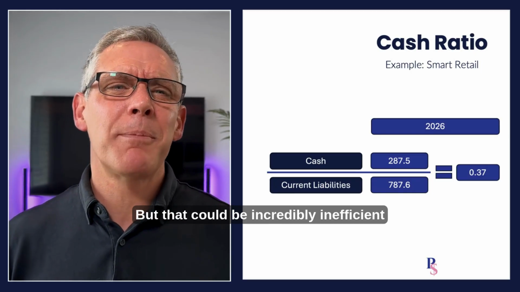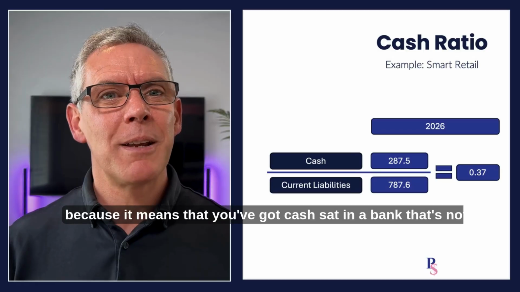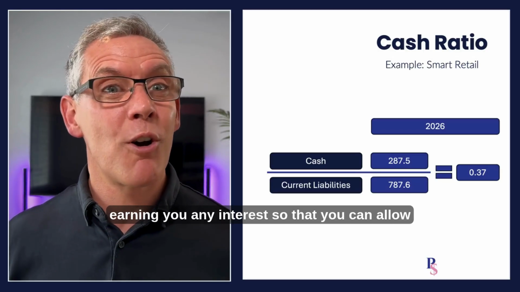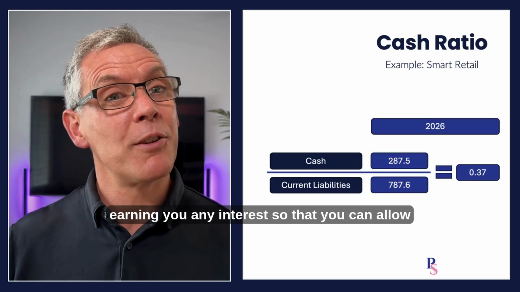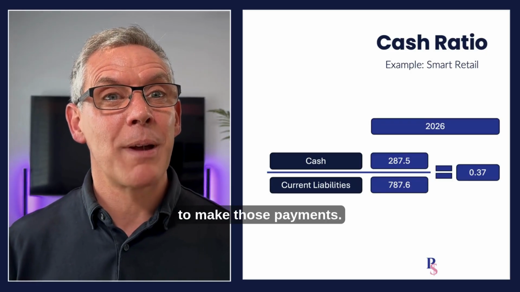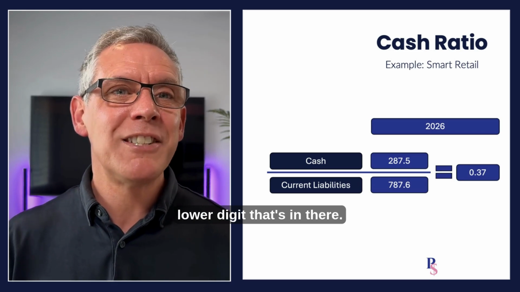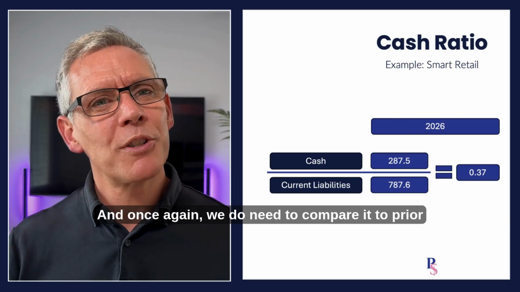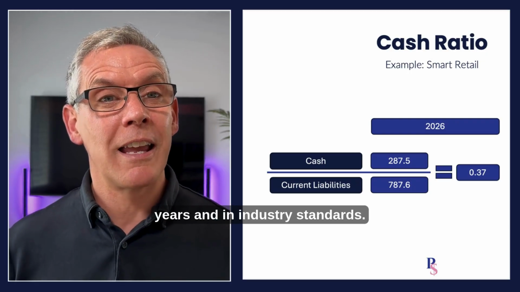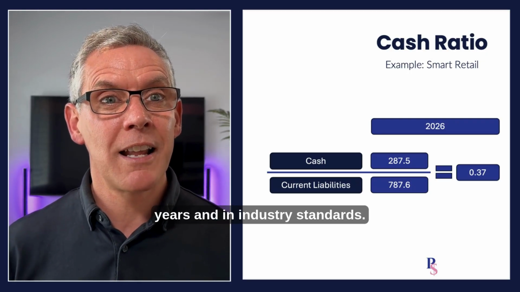But that can be incredibly inefficient, because it means that you've got cash sat in a bank that's not earning you any interest, so that you can allow to make those payments. So you often find that this is a lower digit that's in there. And once again, we do need to compare it to prior years and to industry standards.